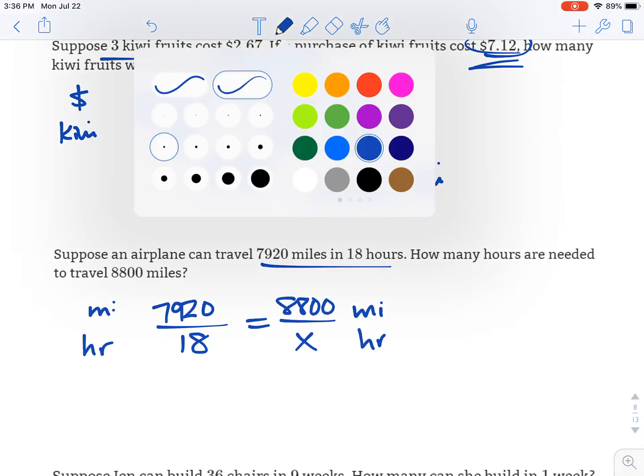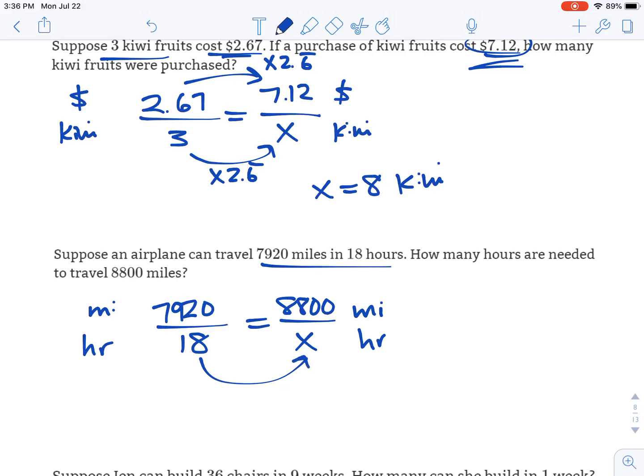And again, we're going to try and find a scale factor that goes from 18 to x, so we use the numbers up top to do that. We take 8,800 divided by 7,920. We get our scale factor, which is 1.1 repeating. Leave it on your calculator, and then just do times 18, and we get our answer, x equals 20 hours.